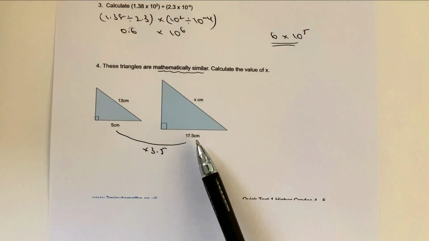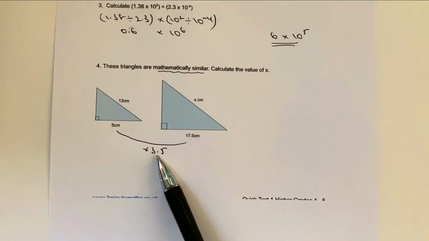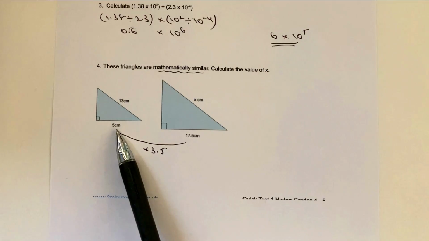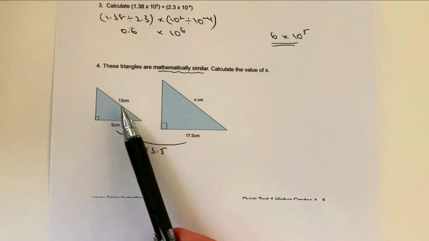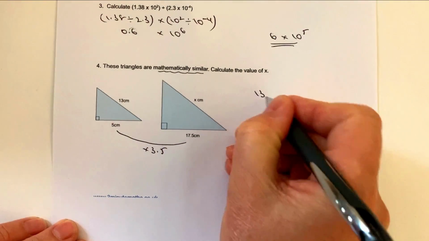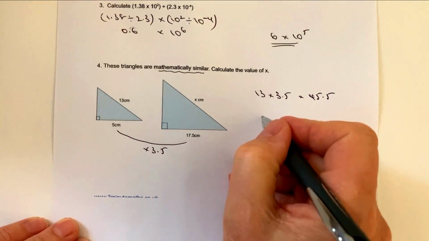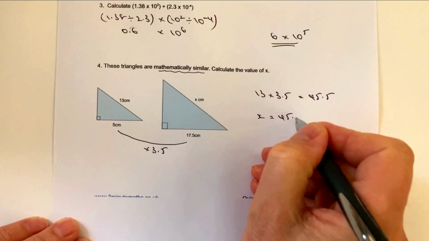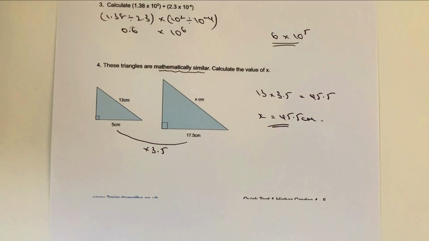The way you could do that is you could divide 17.5 by 5 and you will get 3.5. If I multiply 5 by 3.5, I'm going to get 17.5. So I know it's 3.5 times bigger. So if I want to find the value of x, all I'm going to do is take that 13, and multiply it by 3.5. So 13 times 3.5 is going to give me 45.5. So therefore x equals 45.5 centimetres. Okay, and that's the answer to that particular question.